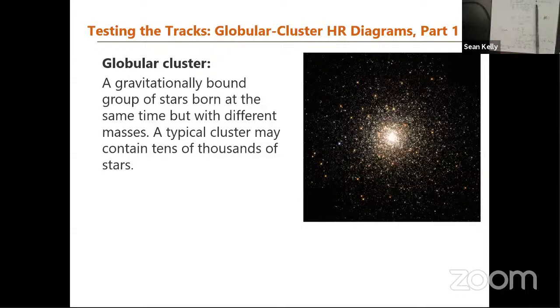These are called globular clusters, so please write down that name. What is a globular cluster? It is a cluster of thousands of stars, maybe tens of thousands of stars, that are being held together forever by the force of gravity. These stars will stay together forever. They were born together and they will die together. So globular clusters look like spheres.